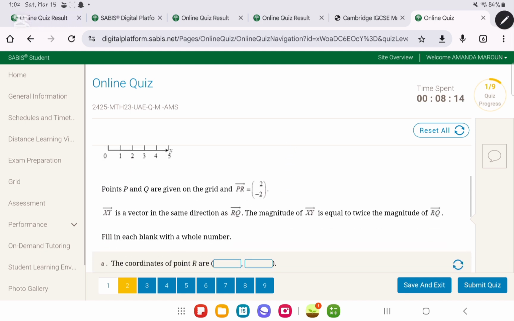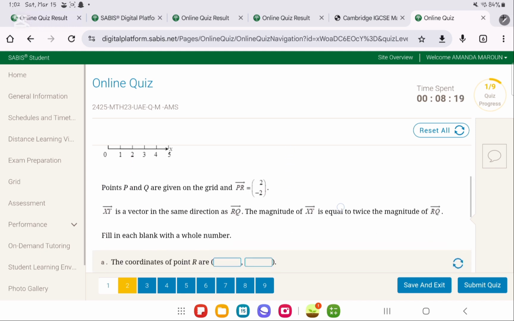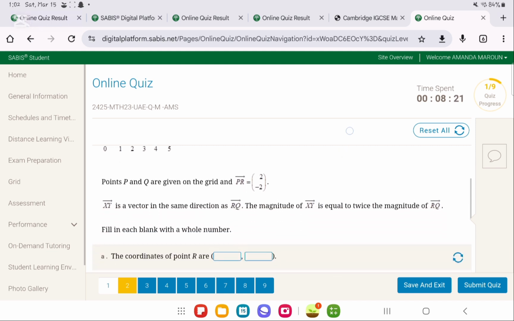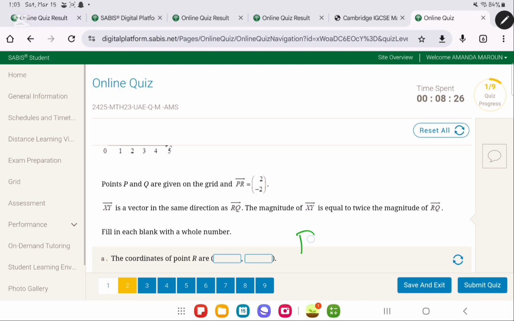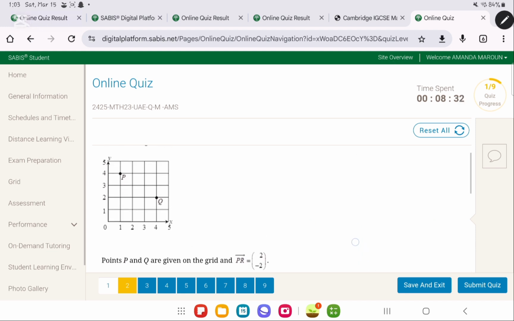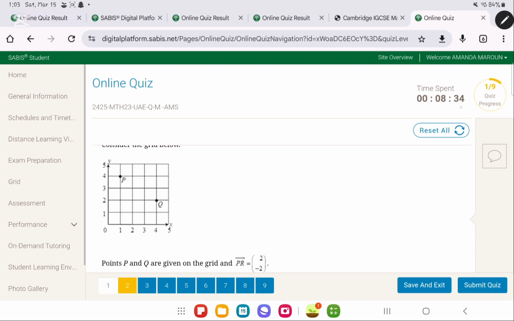Consider the grid below. Points P and Q are given on the grid, and PR is (2, -2). Now, very simply, they want us to find the coordinates of R. We are given what? We are given P. How much is P? By looking here, it is (1, 4). And we are also given PR, and PR is given to us as (2, -2).